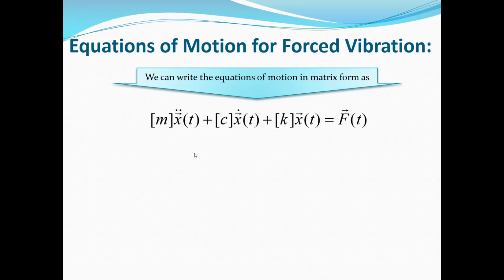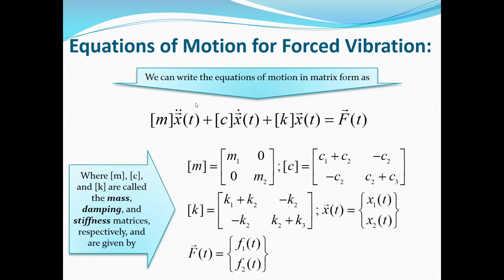And if we expand this matrix equation for the previous system, for which we extracted the equation of motion yesterday with two masses m1 and m2, we can write the mass, damping and stiffness matrices in this form, and also the external force vector F(t), which had two components F1 and F2.